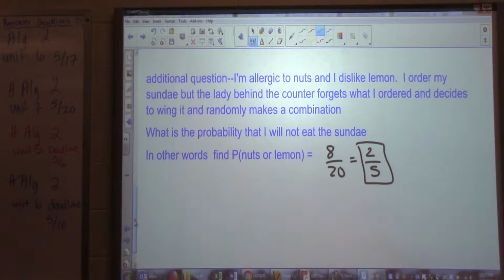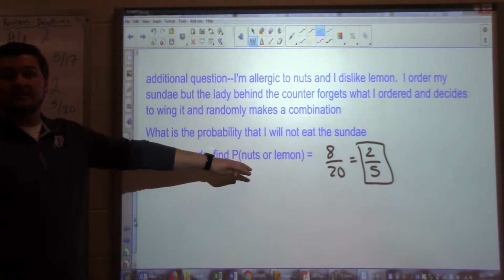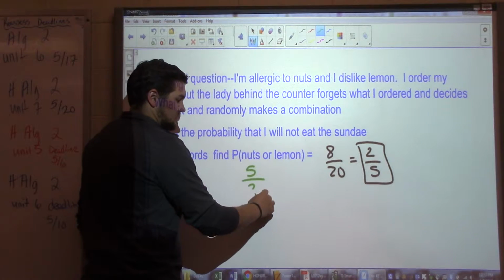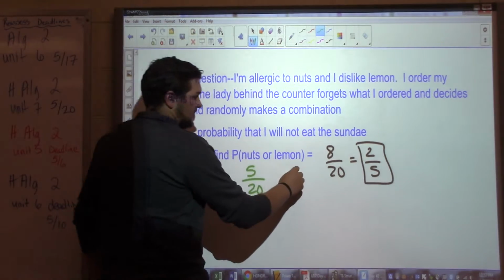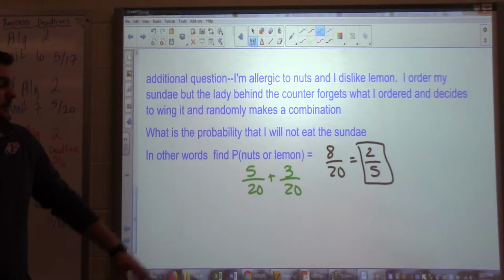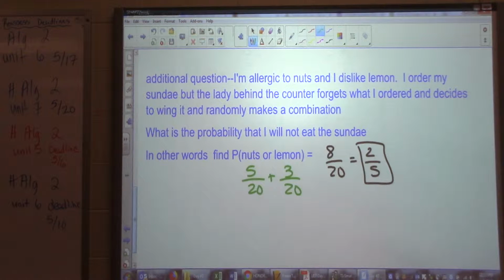What's the other way we could have looked at it, like we did yesterday? What's the probability that one of these has nuts? How many of them have nuts? 1/4, or 5 out of 20, right? How many of them have lemon? 4 out of 20, but be careful. Didn't we count one already? It would have been double counted, so it would be 3 out of 20. And because it's or, we would add them. Right? So same thing, 5 plus 3 would give us 8 out of 20. We'd reduce it to 2 out of 5.